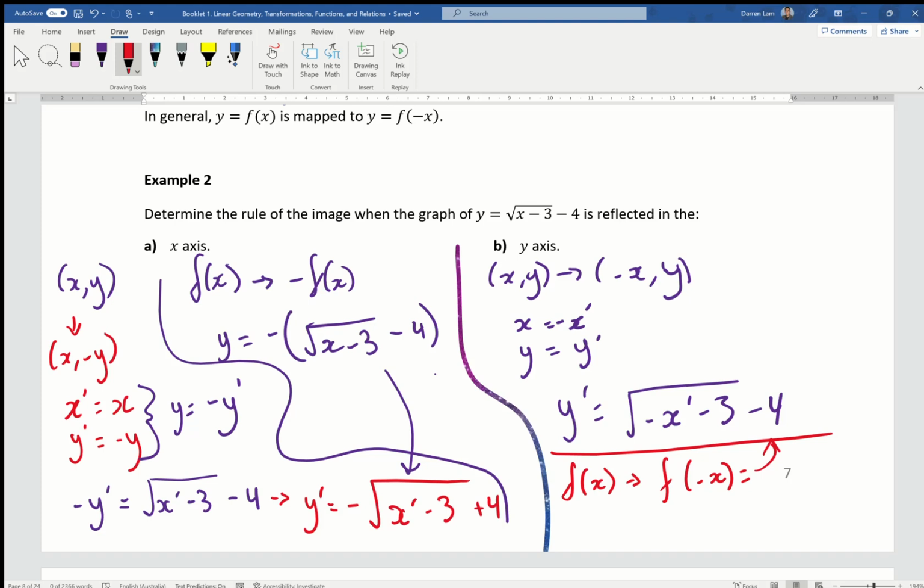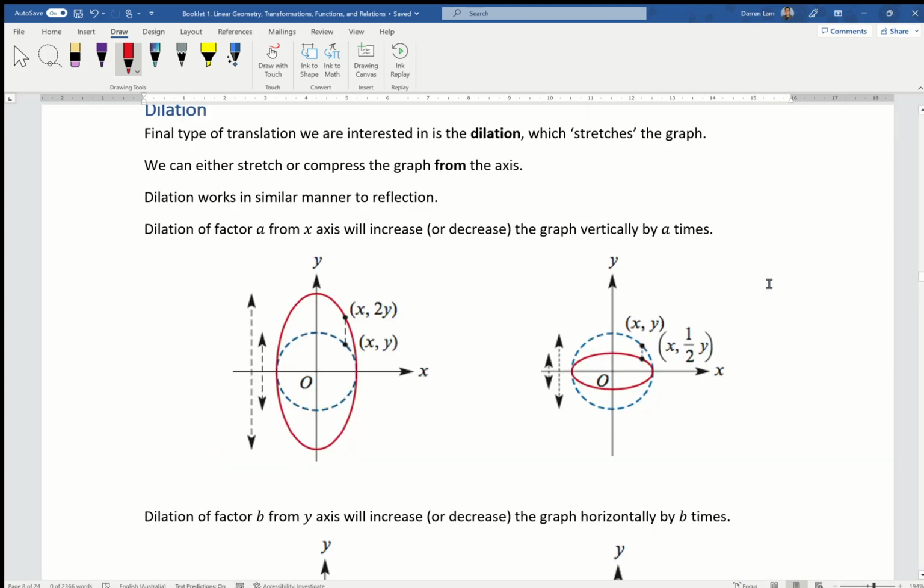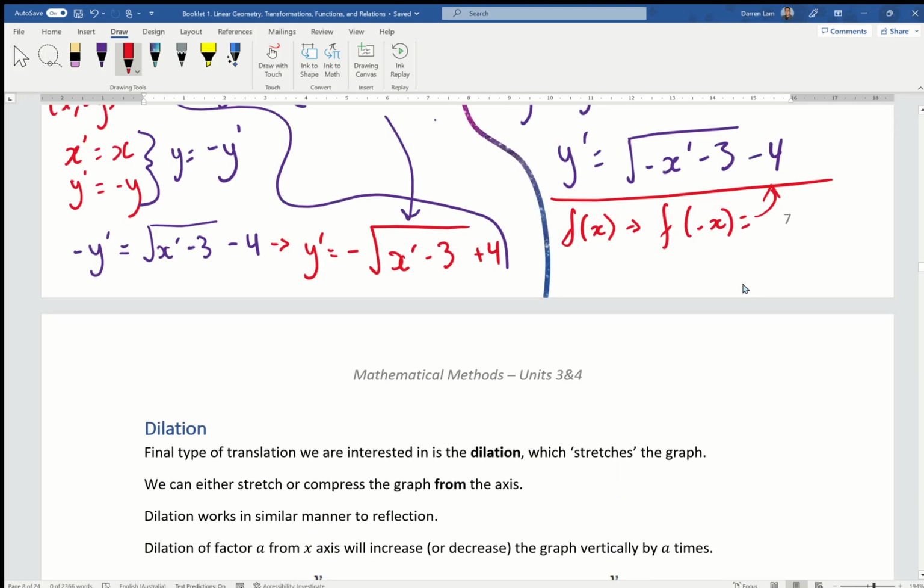Okay, I know I've been talking for quite some time. I'm going to quickly move on and finish off dilation and then let you guys get started. Sounds fair? Okay. Last one, dilation. So the final type of transformation we're looking at is dilation, which stretches the graph, right? We can either stretch or compress it from the graph.